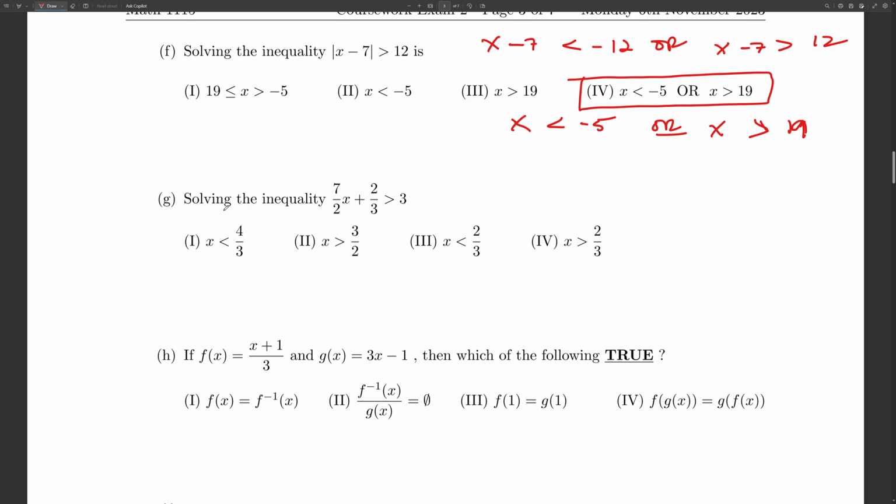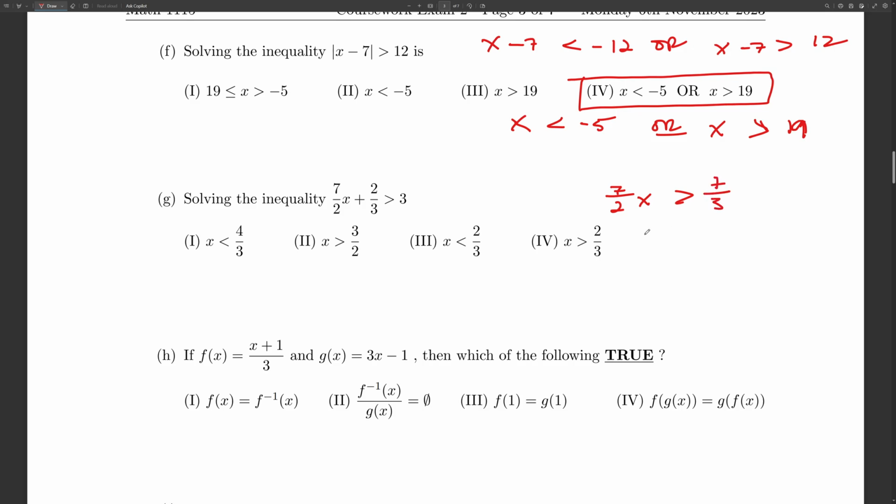Okay. Next, we're going to move on to G. Solve the inequality here. To solve this inequality, we need to make x the subject of the formula. I have two denominators here which are not the same, so I can't multiply throughout by 3 or 2, right? So let me take this 2 upon 3 and bring it to this side, so I can say that 7 upon 2 x is greater than 3 minus 2 upon 3. That will give me 7 upon 3.